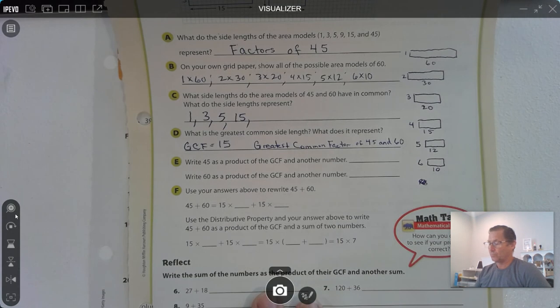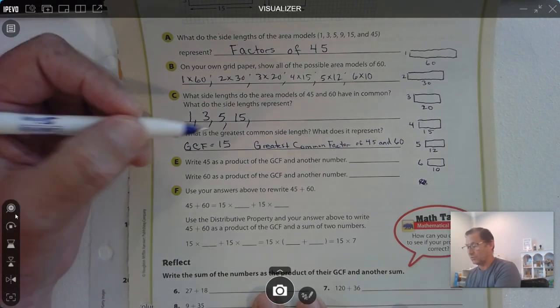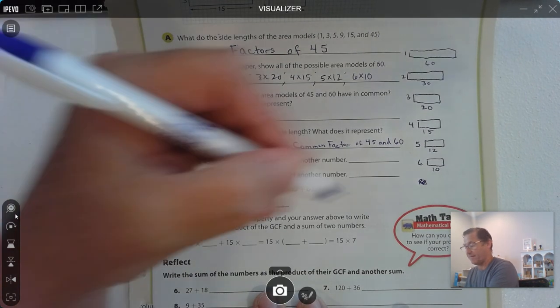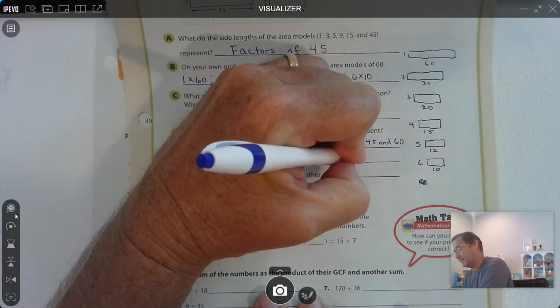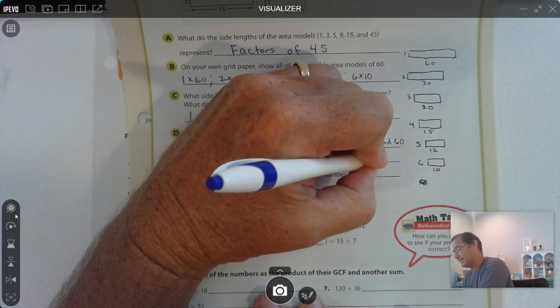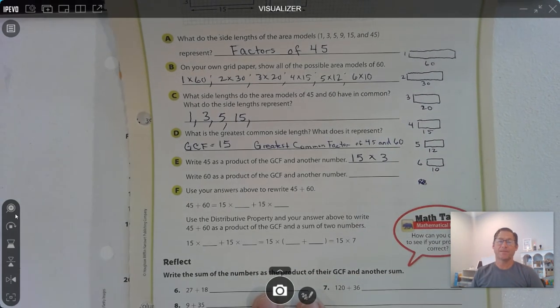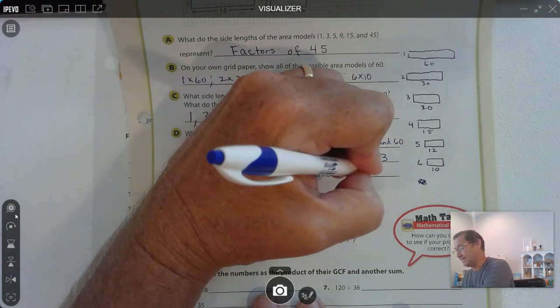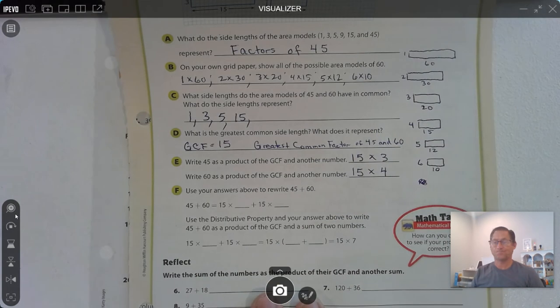So we're going to write 45 as a product of the greatest common factor and another number. So the greatest common factor of 45 and 60 was 15. So 15 times 3. And writing 60 with the greatest common factor would be 15 times 4.